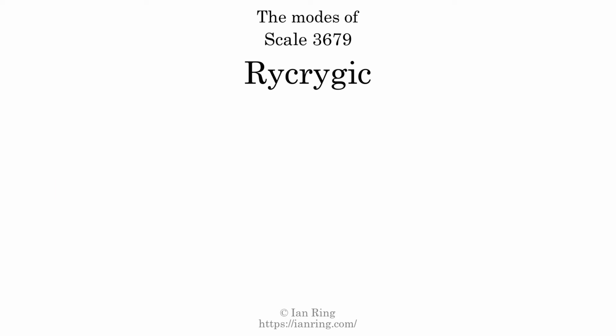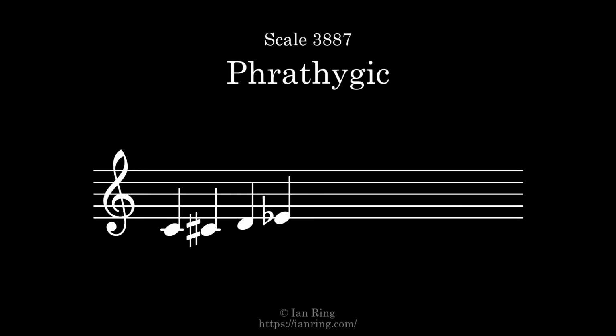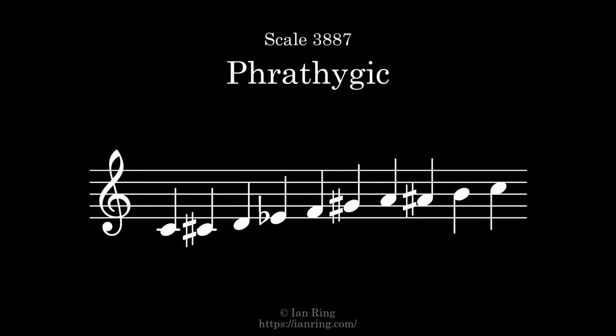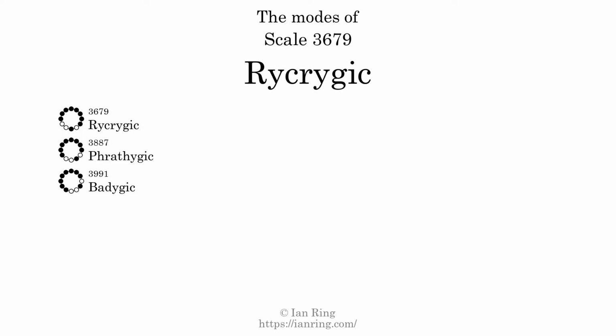This scale has 9 modes. The first mode is itself. The second mode is scale 3887, also known as Rycrygic. It sounds like this. The third mode is scale 3991, also known as Heteromorphisms. It sounds like this.